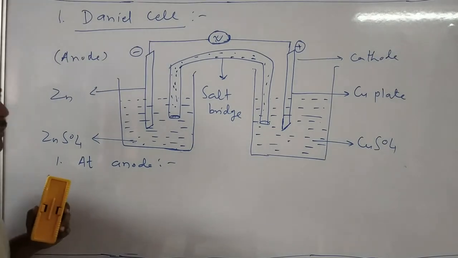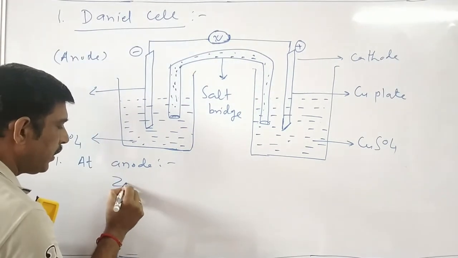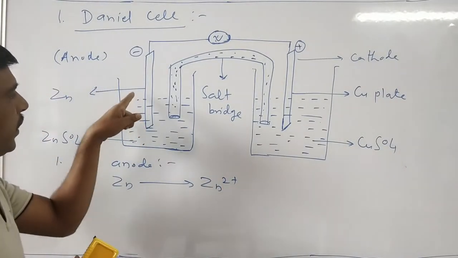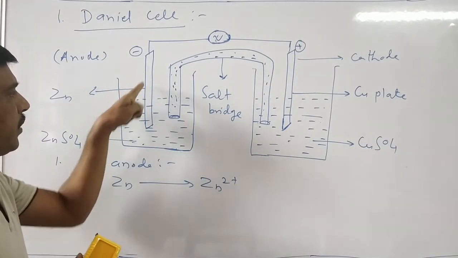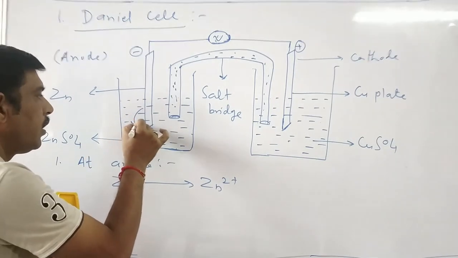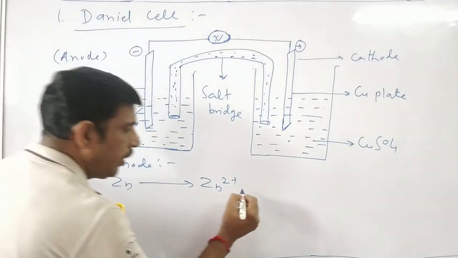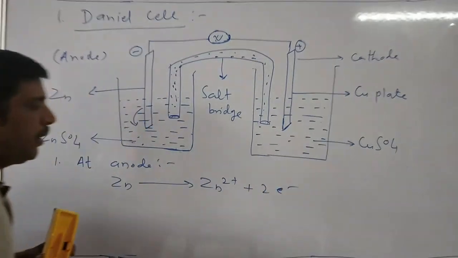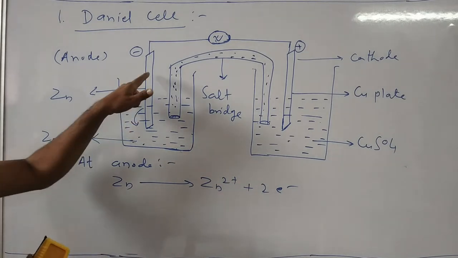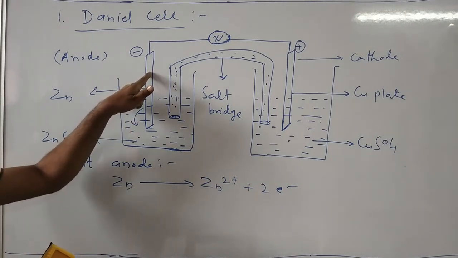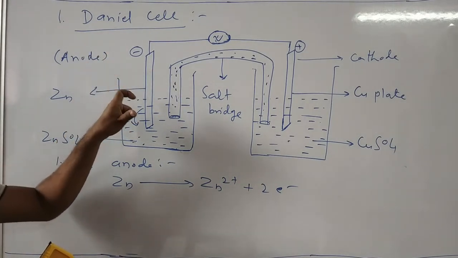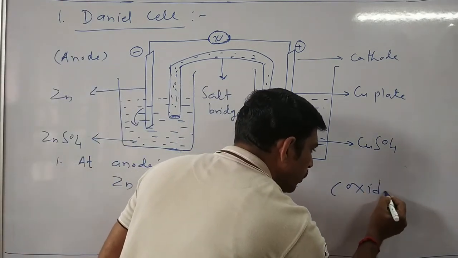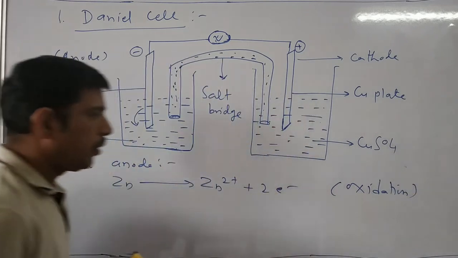What type of chemical reaction takes place? This anode is made up of zinc, so zinc forms Zn dipositive. These Zn dipositive ions from this zinc plate try to go into the zinc sulfate solution, and each atom of zinc forms two electrons. So this zinc rod or zinc plate is a source of electrons. That means the oxidation process takes place here.